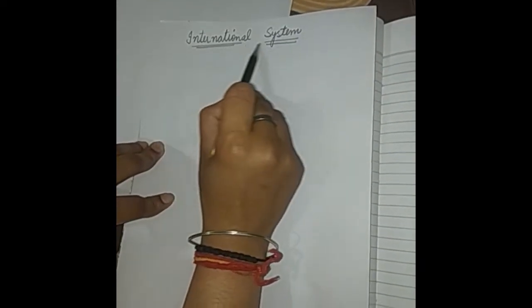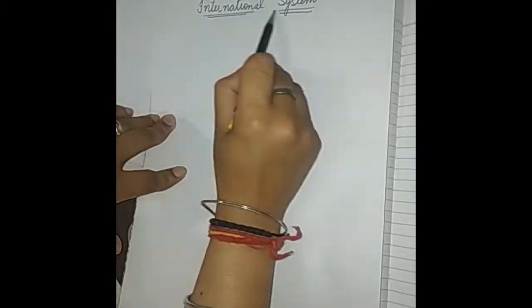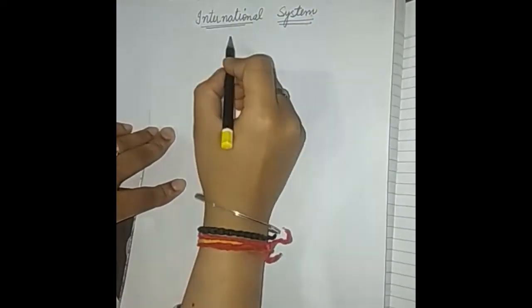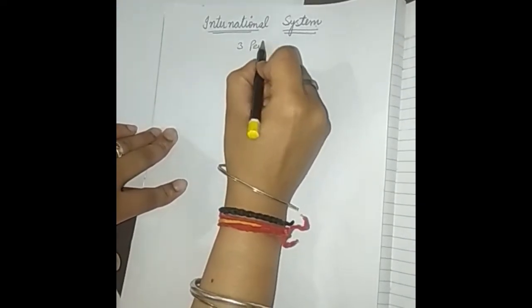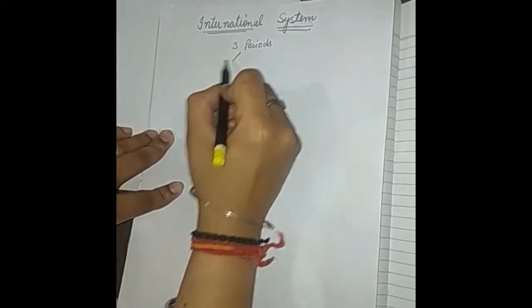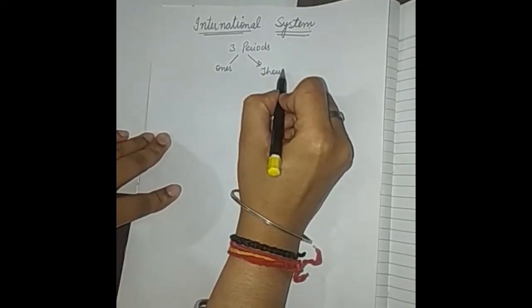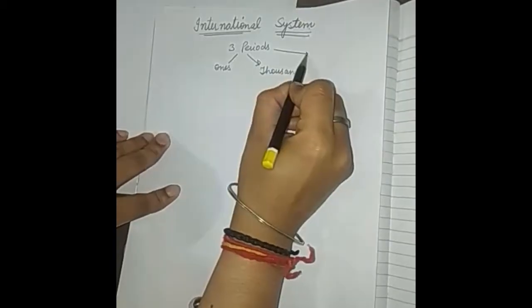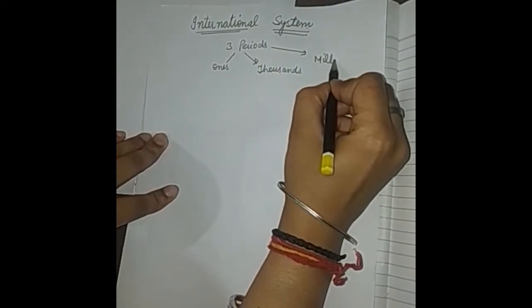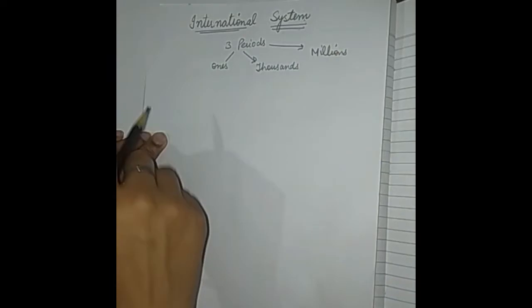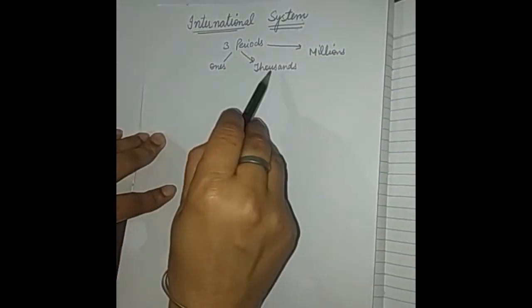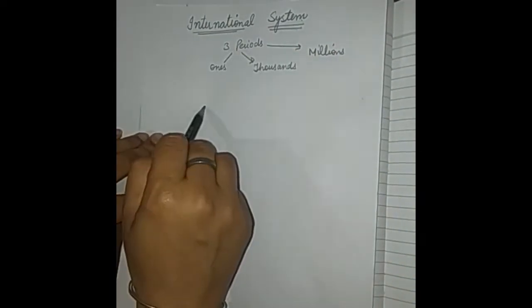After learning the Indian system of numeration, now we will learn the second system, that is the international system. This international system has three periods: first is ones, second is thousands, and third is millions. Now we will start writing the periods from right to left.